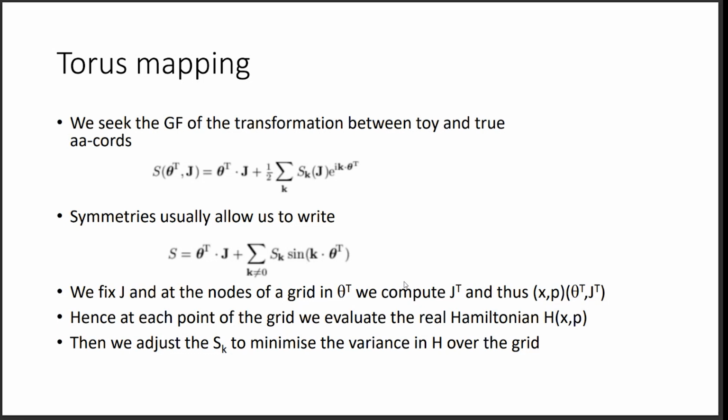And all I do is tell the computer to adjust the S_k to minimize the variance in H, because H is constant over the image torus, which is what we're generating, points in x, p in the image torus. If H is constant at those points, and therefore the variance of H vanishes, then that is an orbital torus. It turns out that's all you have to do.